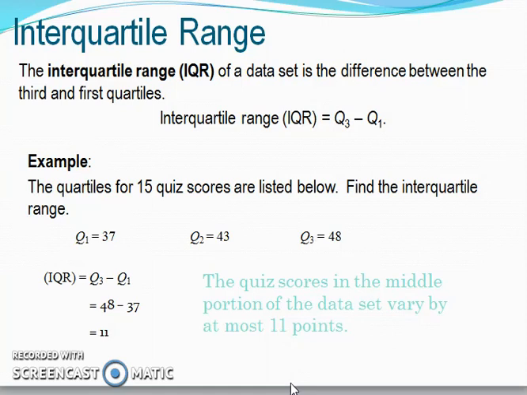Using the previous example of quiz scores, we found that the third quartile was 48 and the first quartile was 37. So we simply go 48 subtract 37, and that gives us an interquartile range of 11.